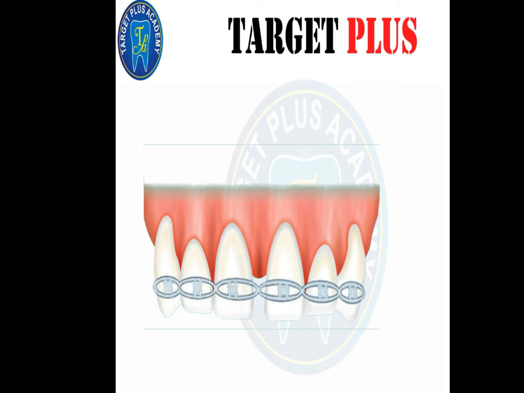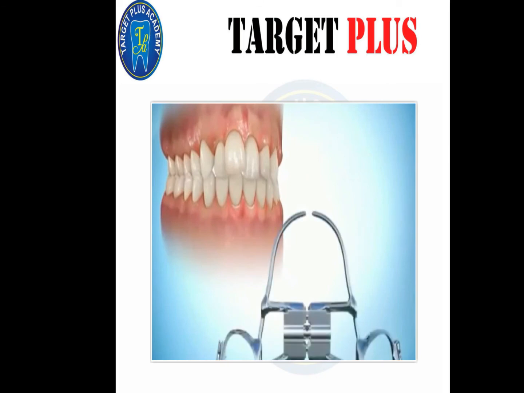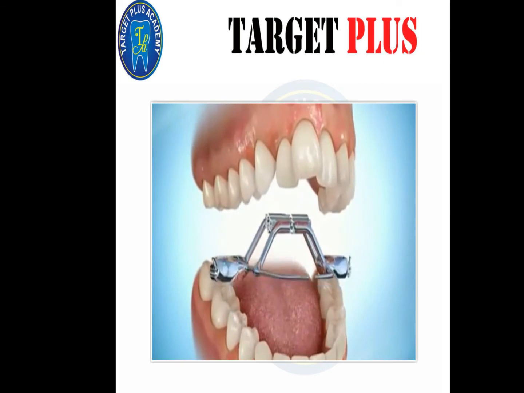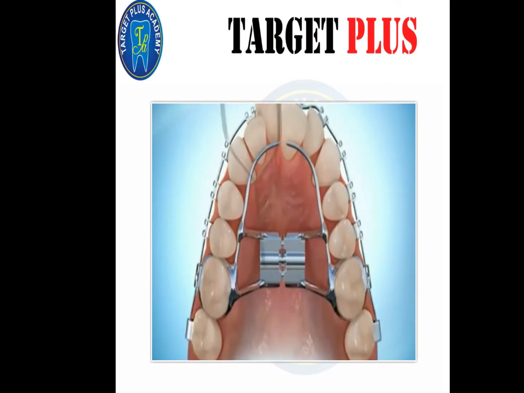Now what will be the effect on the maxillary posterior teeth? The maxillary posterior teeth are used as anchors during rapid maxillary expansion. So these teeth may show buccal tipping and are believed to extrude to a limited extent.